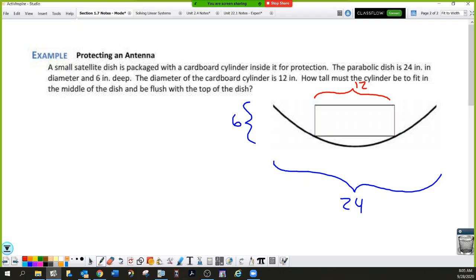How tall must the cylinder be to fit in the middle of the dish and be flush with the top of the dish? And you're looking at that and you're thinking, holy cow, there's no way I have enough information to answer this question. Oh, but you do.